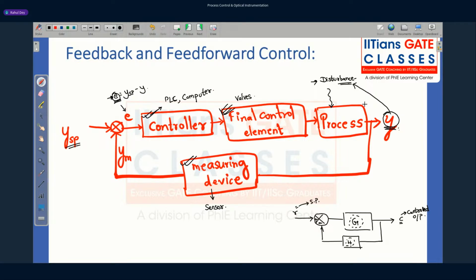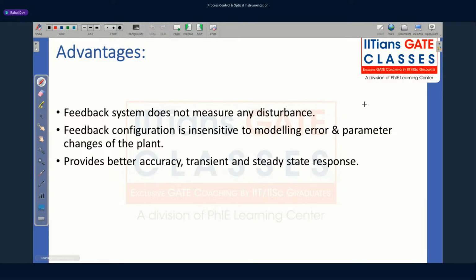Why? Because if a disturbance is affecting, it is going to reduce the quality or potency of your medicine, or it might even change the composition of the medicine. It might become some kind of hazardous process, a hazardous chemical kind of thing. So we don't want that. So to avoid that, we have feedforward control. Okay, so there are some advantages of the feedback system that I have written over here. Feedback system does not measure any disturbance.